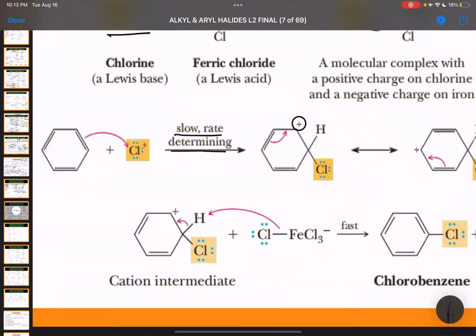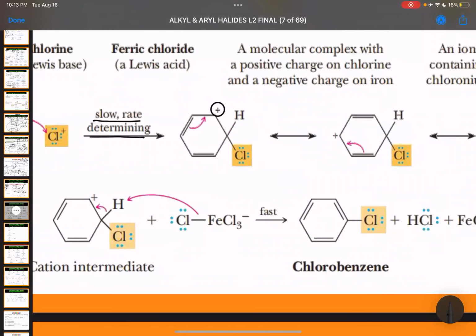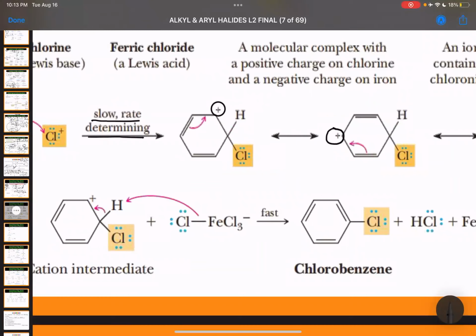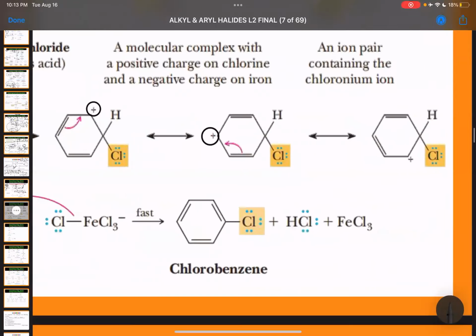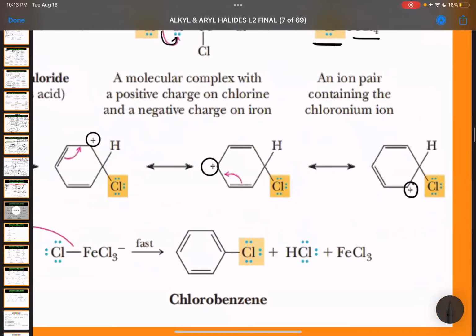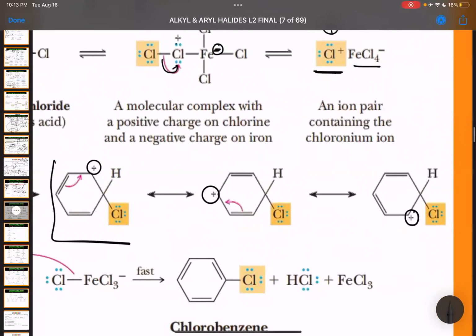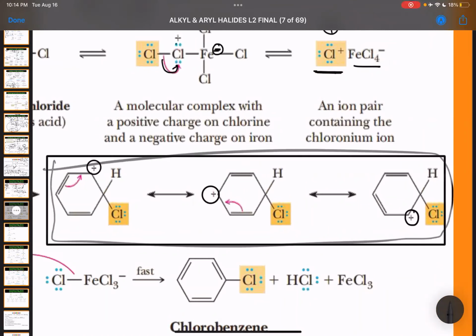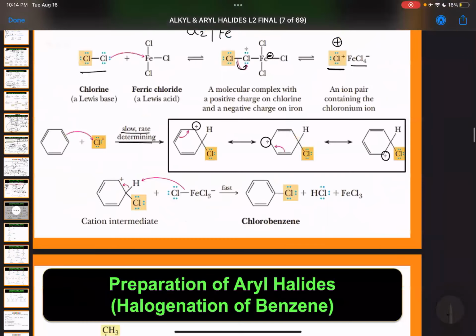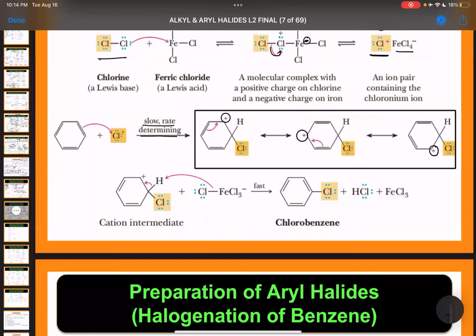This is the sigma complex. Though this sigma complex can undergo resonance, it is not as stable as benzene, which was completely neutral and complete cyclic resonance was happening. In this, the resonance can happen only in the portion where the double bonds are. And this sigma complex is not going to stay for long because it is not aromatic. So what is going to happen?